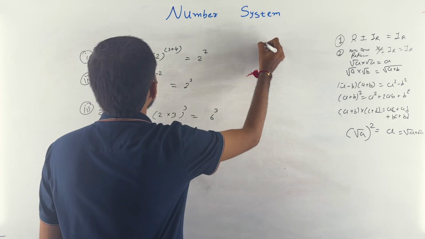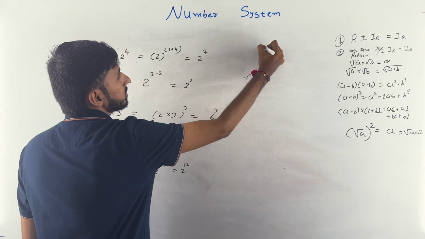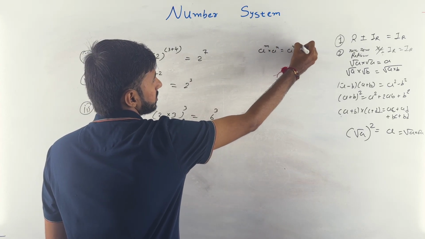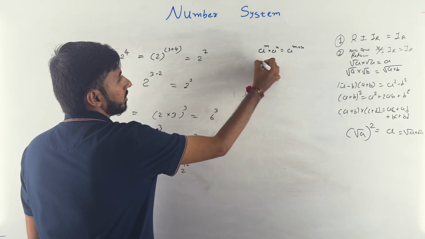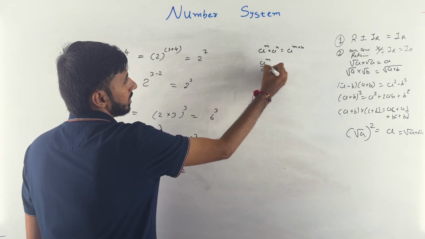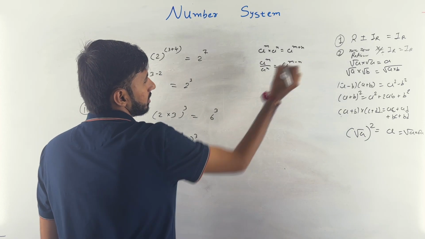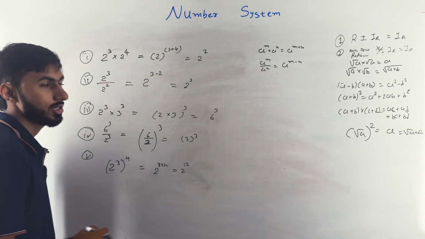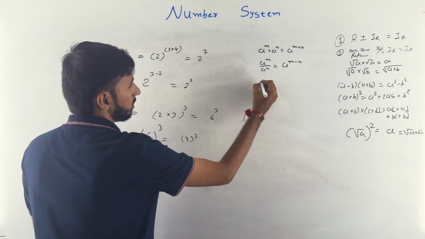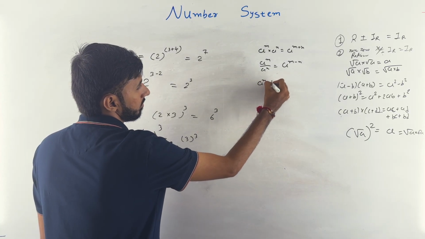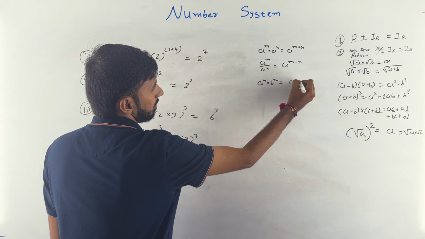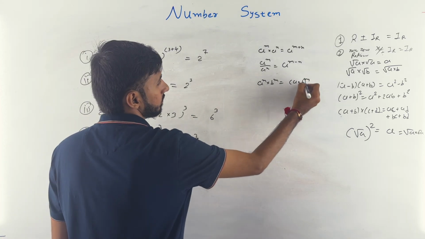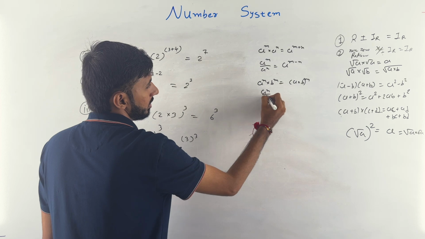Let me write it here for you: a power m multiply a power n equals a power m plus n. Second one is a power m divided by a power n, that is a power m minus n. Third one, a power m multiply b power m, that is a multiply b power m. For the divide, we will do the same: a power m divided by b power m.